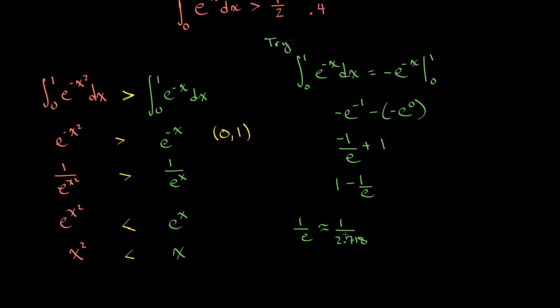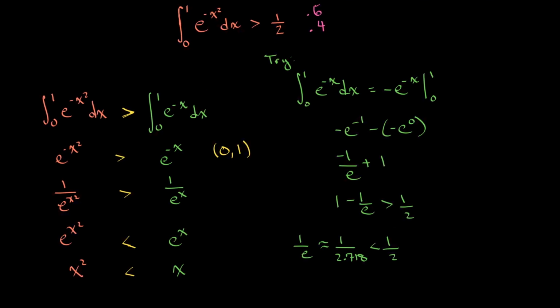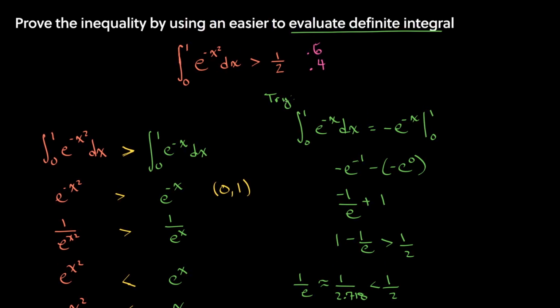Well, I mean, this is closer to 1/3 than it is 1/2, so it's going to be less than 1/2. And then when we come up here, we can see that 1 minus 1 over e is going to be greater than 1/2. So that's exactly what we wanted. We wanted a value greater than 1/2, and we've just proven that that's the case. So what we did, we found a definite integral, this one right here, that was easier to evaluate, that allowed us to prove this inequality, and we're done.